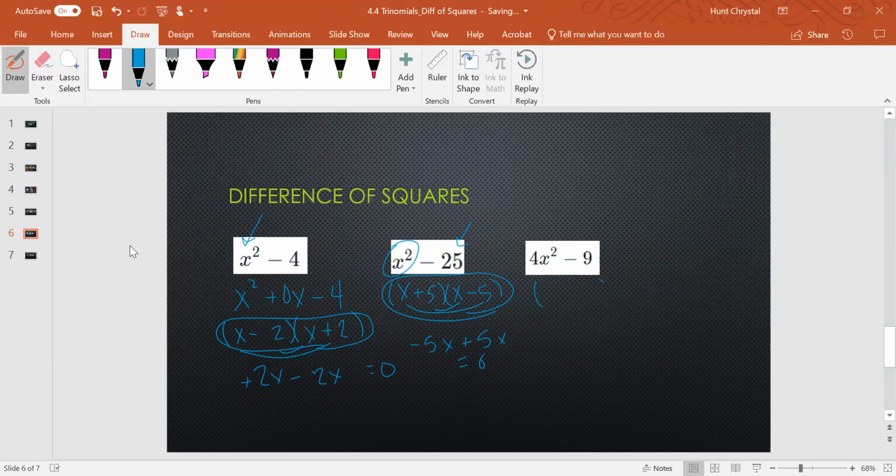Okay, so same thing here. You want to consider that you have a 0x in the middle. So I would have to break up 4x squared as 2x and 2x. And then I want to break up 9 as 3 and 3. And I want to make one positive and one negative, again because I want that 0 in the middle.